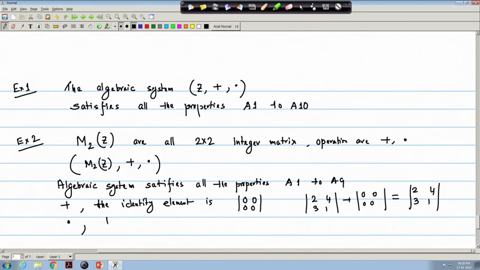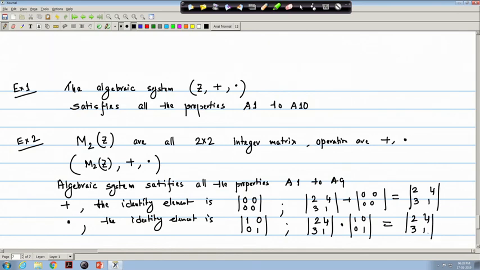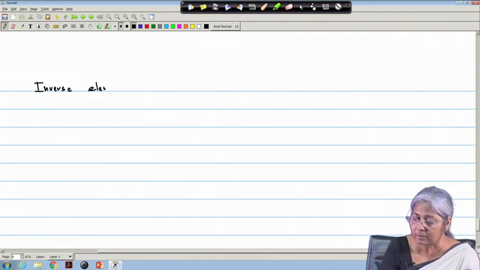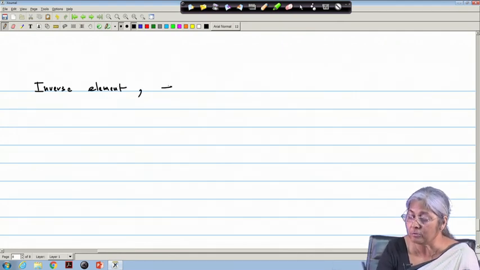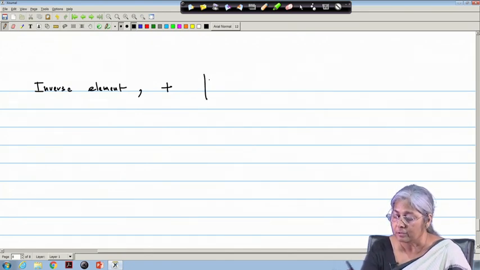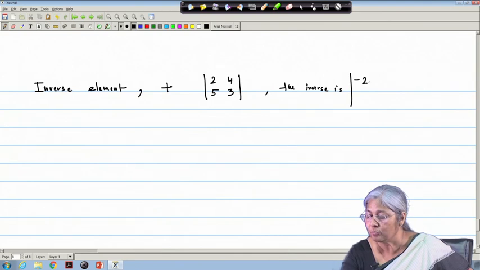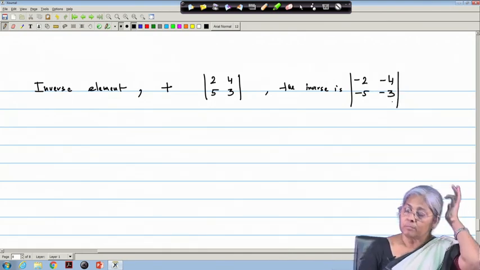Then with respect to multiplication, the identity element is 1 0 0 1, since if I multiply 2 4 3 1 with 1 0 0 1, simple matrix multiplication, we will be getting 2 4 3 1. Now the inverse also exists. The inverse element with respect to addition, say if it is 2 4 5 3, the inverse is -2 -4 -5 -3, because this is my additive inverse.